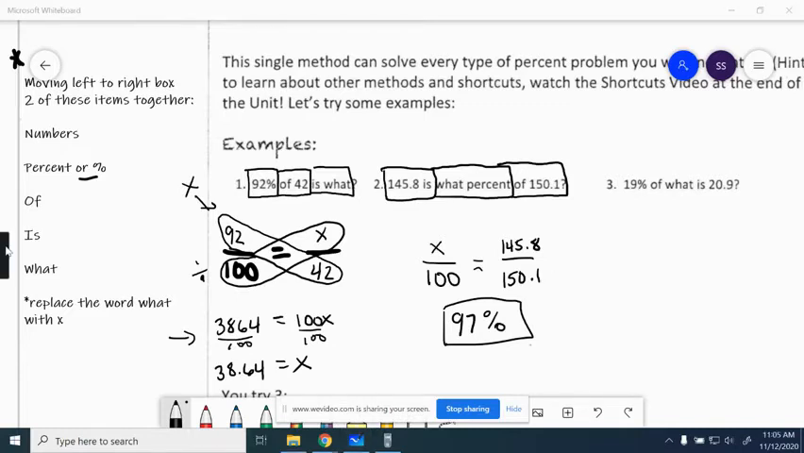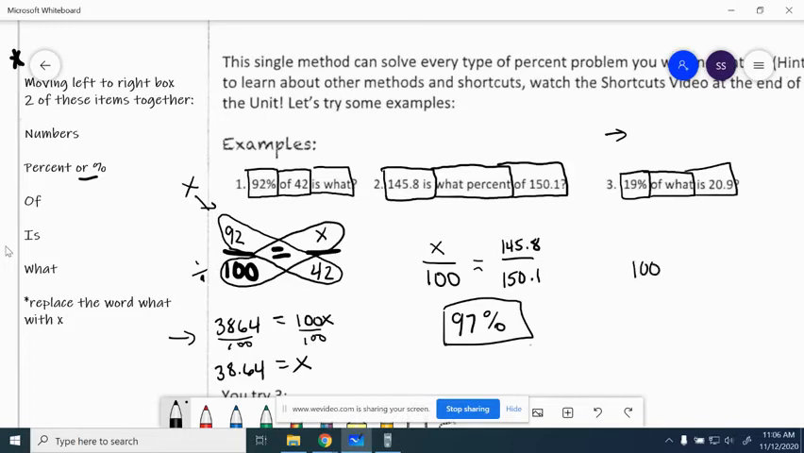This one's a good example of why you definitely need to make sure that you're working from left to right. Because if we look in the middle here, we're not really sure what to box up because we've got of, what, and is all next to each other. So just make sure that we're moving from left to right. Okay, so 19, we're going to box the closest thing to the right, which is the percent symbol. Of, next closest thing to the right is the word what, so that goes together, and is goes with 20.9.